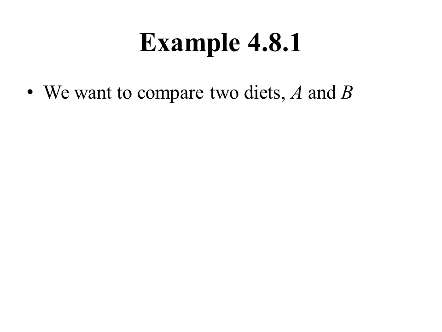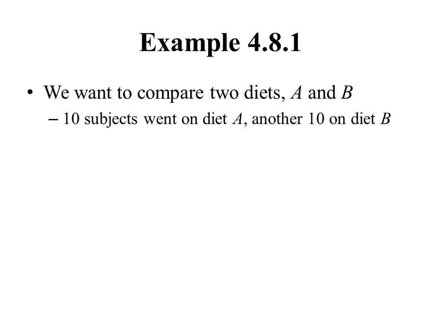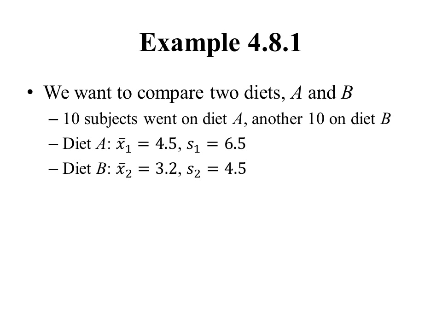Now, to illustrate the need to estimate the difference between two population means, consider this scenario. We want to compare two diets, A and B. Suppose we put 10 subjects on diet A and another 10 subjects on diet B, and we recorded their weight loss at the end of the trial. Suppose that on diet A, the mean weight loss was 4.5 pounds with a standard deviation of 6.5. And on diet B, the mean weight loss was 3.2 pounds with a standard deviation of 4.5 pounds.